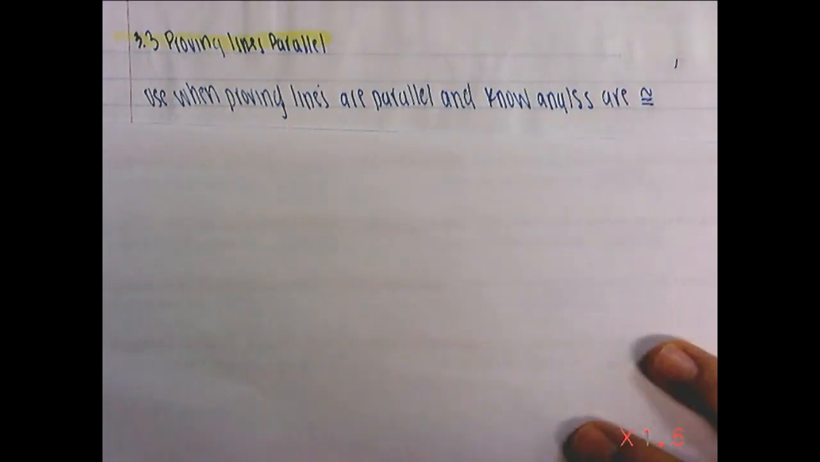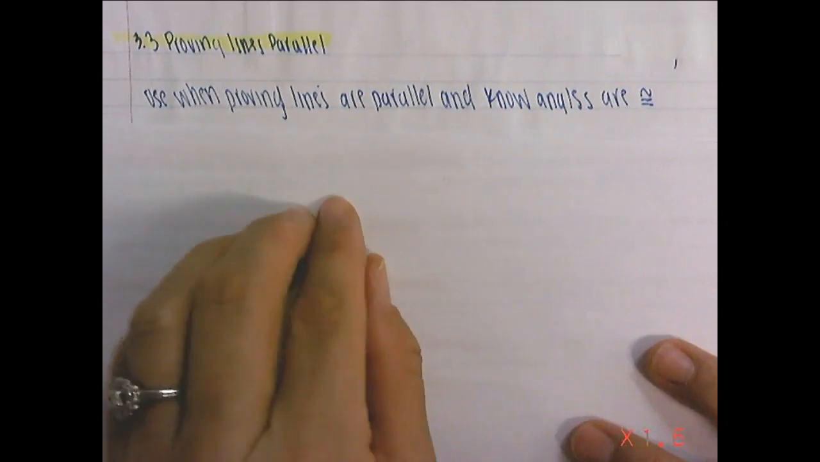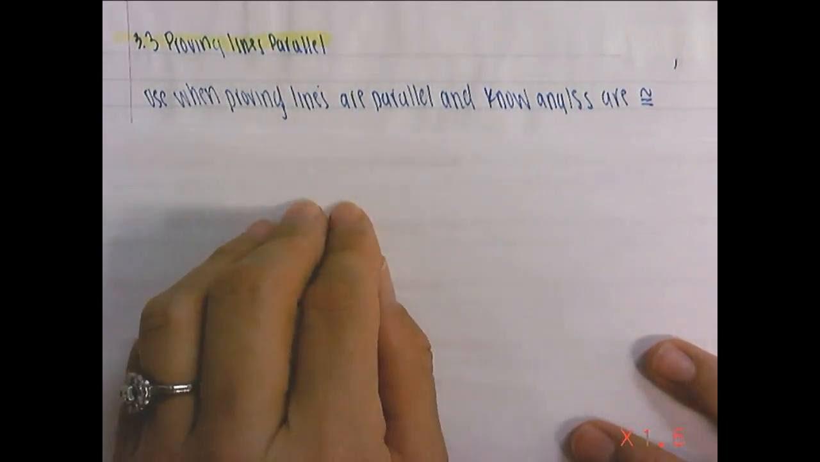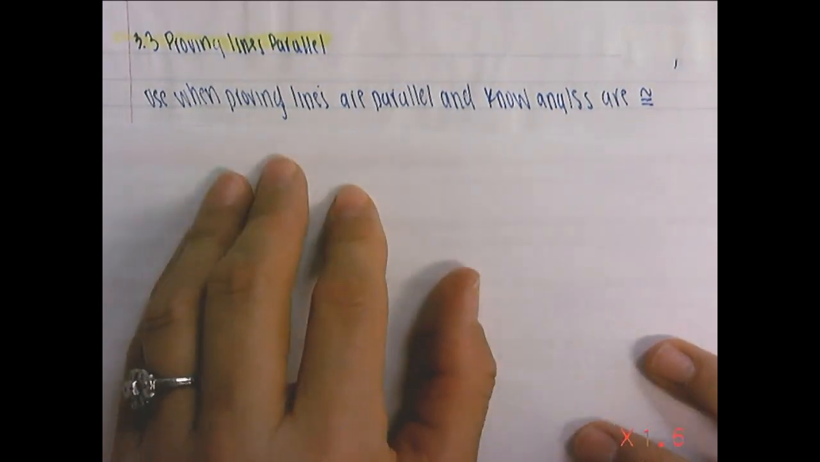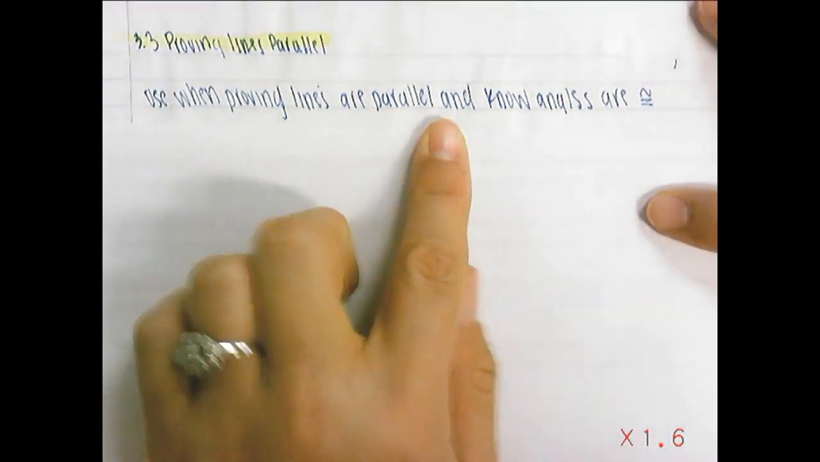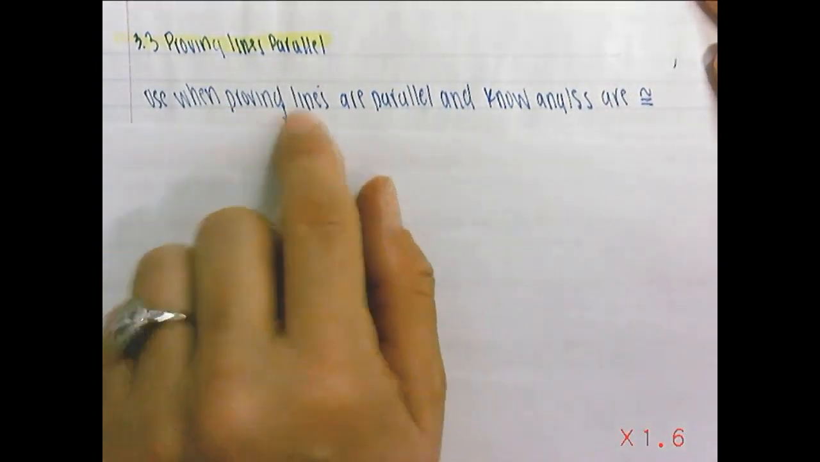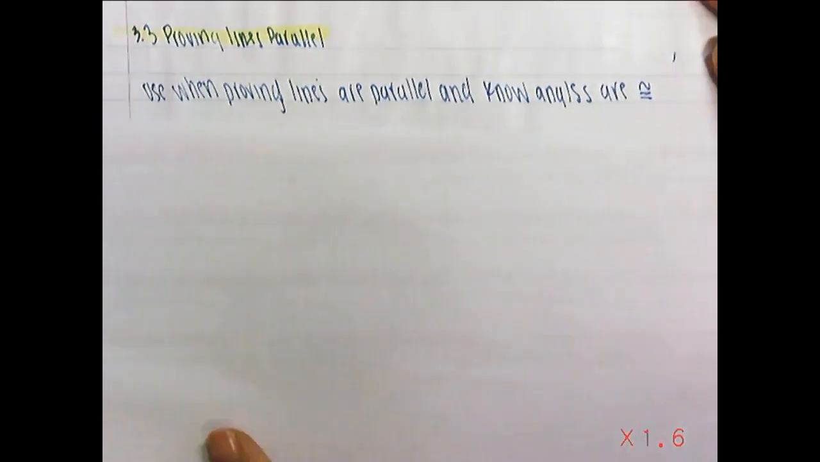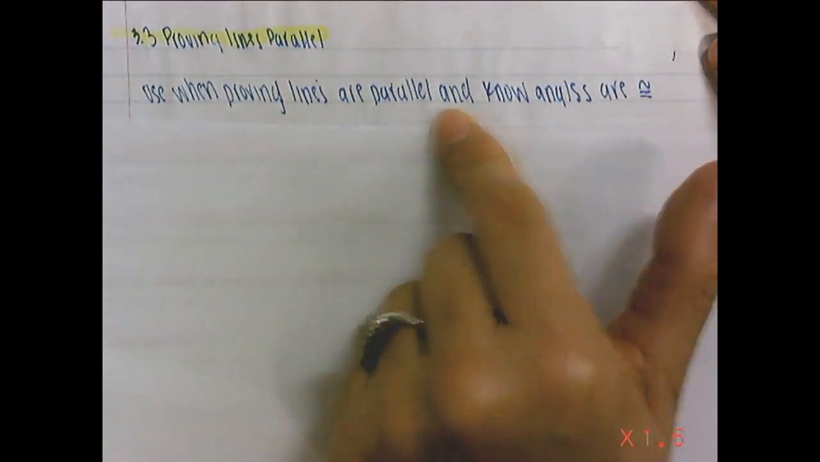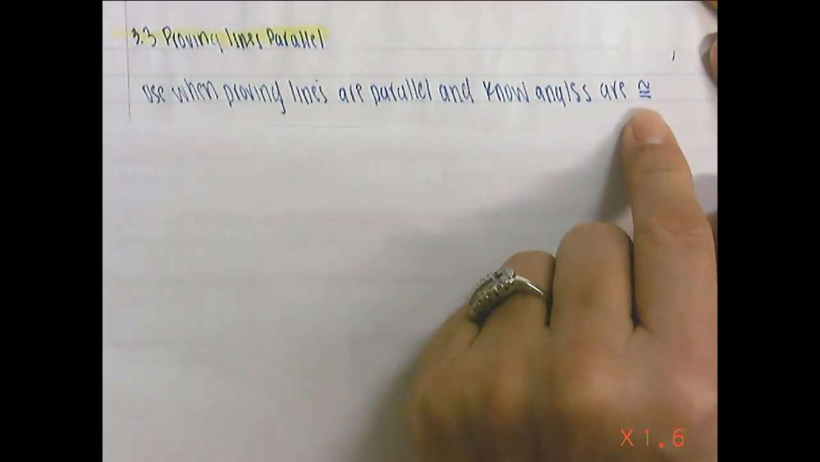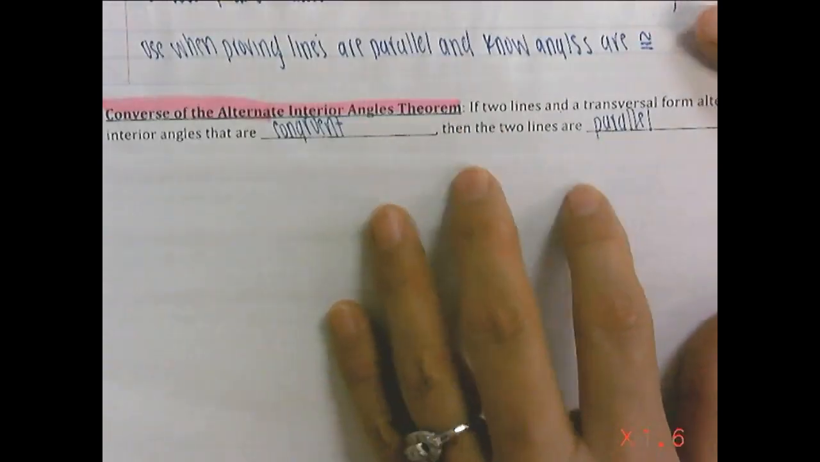Hey guys, so we're moving into 3.3, proving lines parallel. Before, we were talking about when we know lines are parallel and what relationships were established. Now we're going to talk about how to prove the lines parallel, knowing that certain angles are congruent. These are all converses.